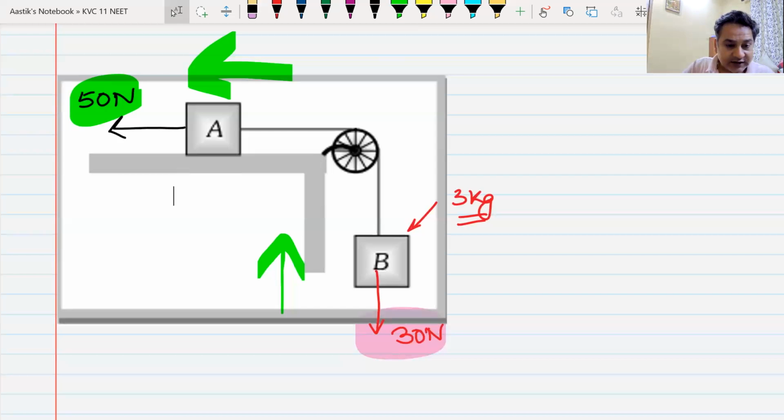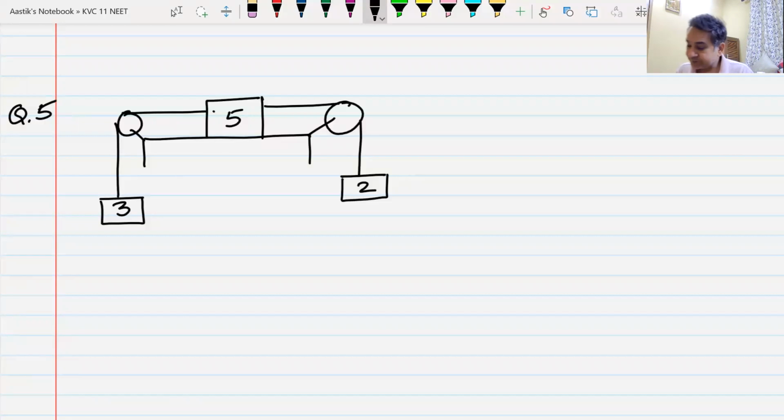So this is the question that comes for you, my dear friends. Now I have 3 blocks. How many strings do you see? 1 string or 2 strings? There are 2 strings definitely. If I call this string number 1, I can call this string number 2. Now, in NEET, they are not going to ask you tension in the string, but I will also tell you how to find out the tension in the string.